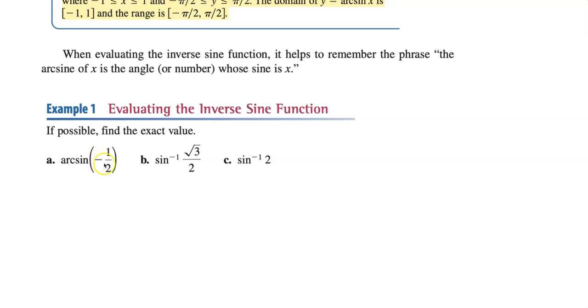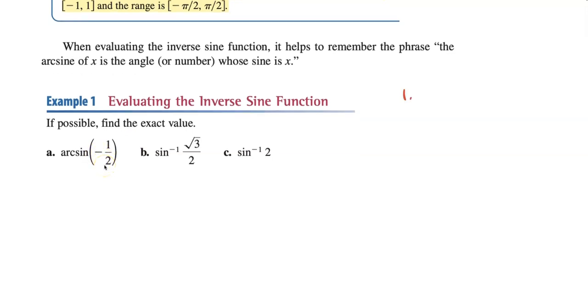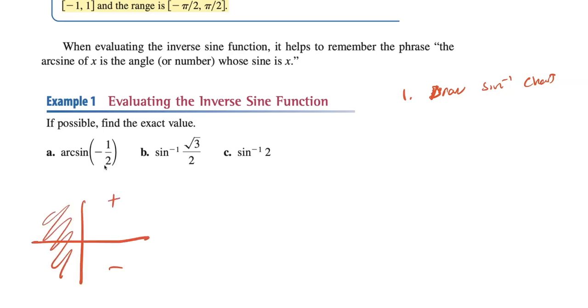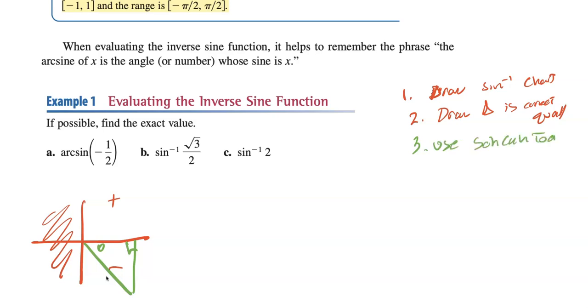So we're going to find arcsine of negative 1/2. Step 1, we're going to draw the sine inverse chart. Remember, sine inverse only works in quadrant 1 or quadrant 4. Step 2, we're going to draw a triangle in the correct quadrant. In this case, it's a negative, so I have to be on the negative side. Draw a right triangle like we always do. Here's the angle we're trying to find. Step 3, we're going to use SOHCAHTOA to fill out sides.